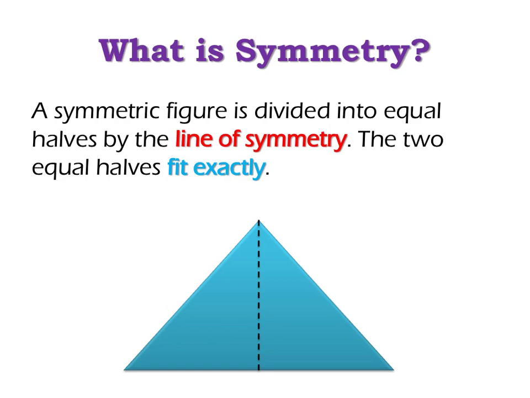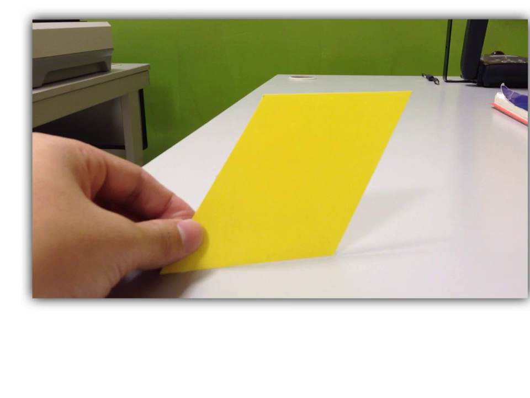If you look at this triangle, this dotted line is my imaginary line of symmetry. So when I fold this over, these two halves meet. I will show you an actual demo later. But basically, for you to understand, a symmetric figure is divided into equal halves by the line of symmetry, and the two halves will fit exactly.